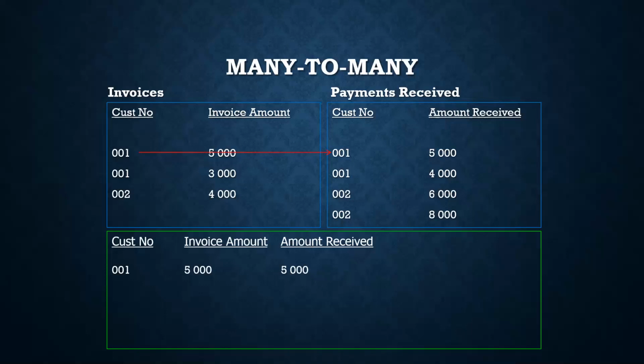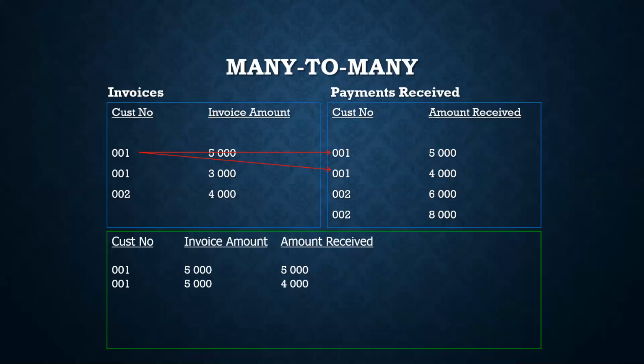But many-to-many is different. It says, okay, wait. Let me just check before I move on to the second record of invoices. Are there any other matches for customer 1 in the payments received table? And yes, there is another match. So there I can see customer 1 in that first record of the primary table matches another customer 1 in the secondary table. And so I'm going to write down in my result, customer 1, the same invoice amount, 5,000, and the amount received, 4,000. Okay, now we can move to record 2 because there's no other matches in the secondary table for that customer 1.